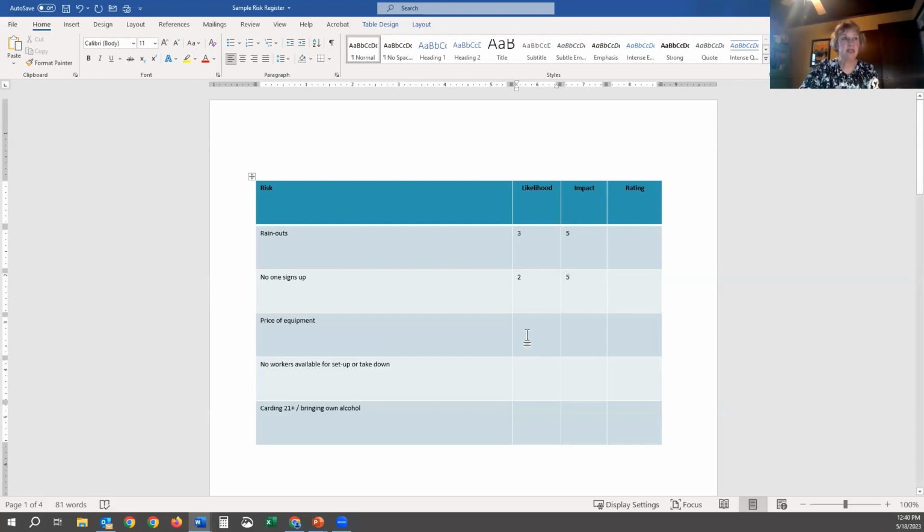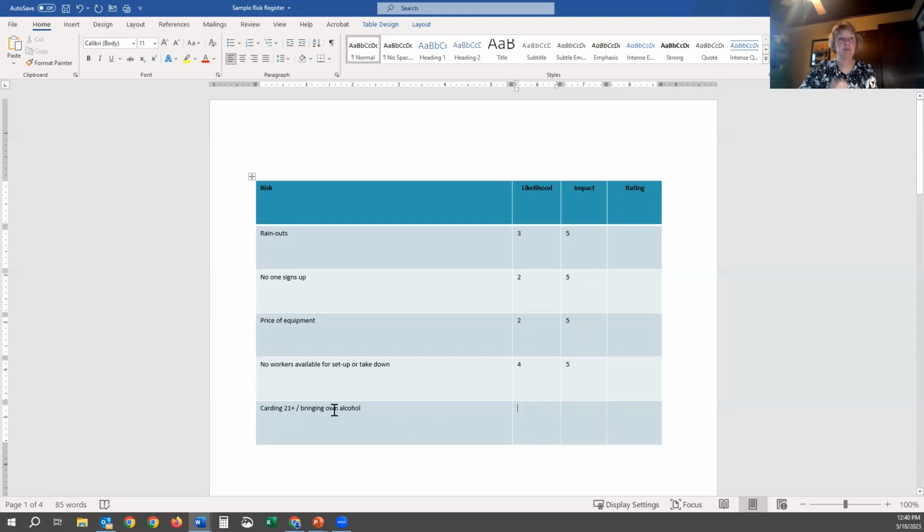Price of equipment. The likelihood of the equipment being too expensive is pretty low because it's beanbags and boards. But the impact of not having equipment would be pretty high. No workers for takedown or setup. The likelihood of this happening in the current climate is pretty high. It could even be a 5. And the impact would be pretty high as well, so we'd want to be taking a look at that.